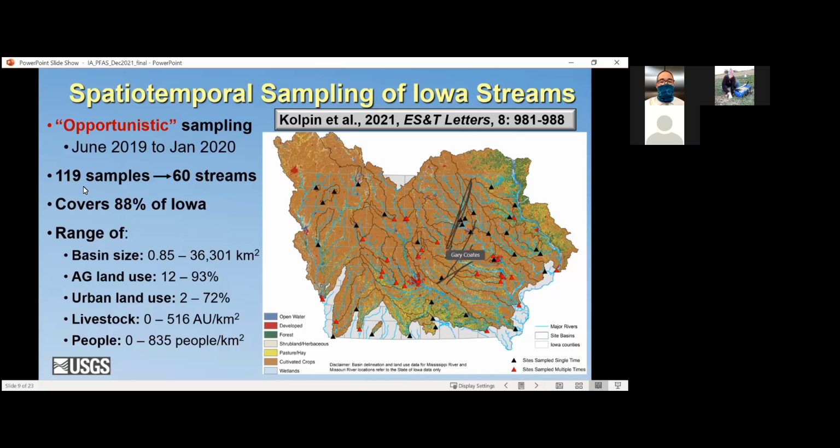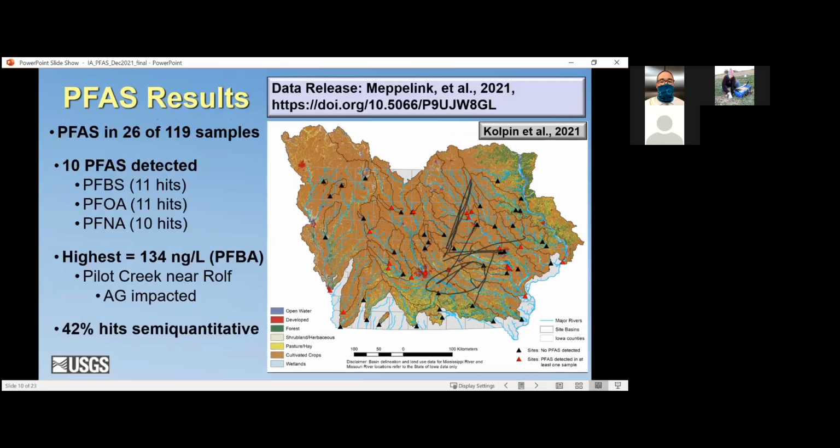Ultimately, we had 119 samples collected across 60 streams. These streams cover 88% of the basin across Iowa, and they cover a range of basin sizes, a range of land use, both agricultural and urban, and a range of densities of both livestock and people. So I really feel like we captured a representative sample to get an idea of how prevalent these compounds were across the state.